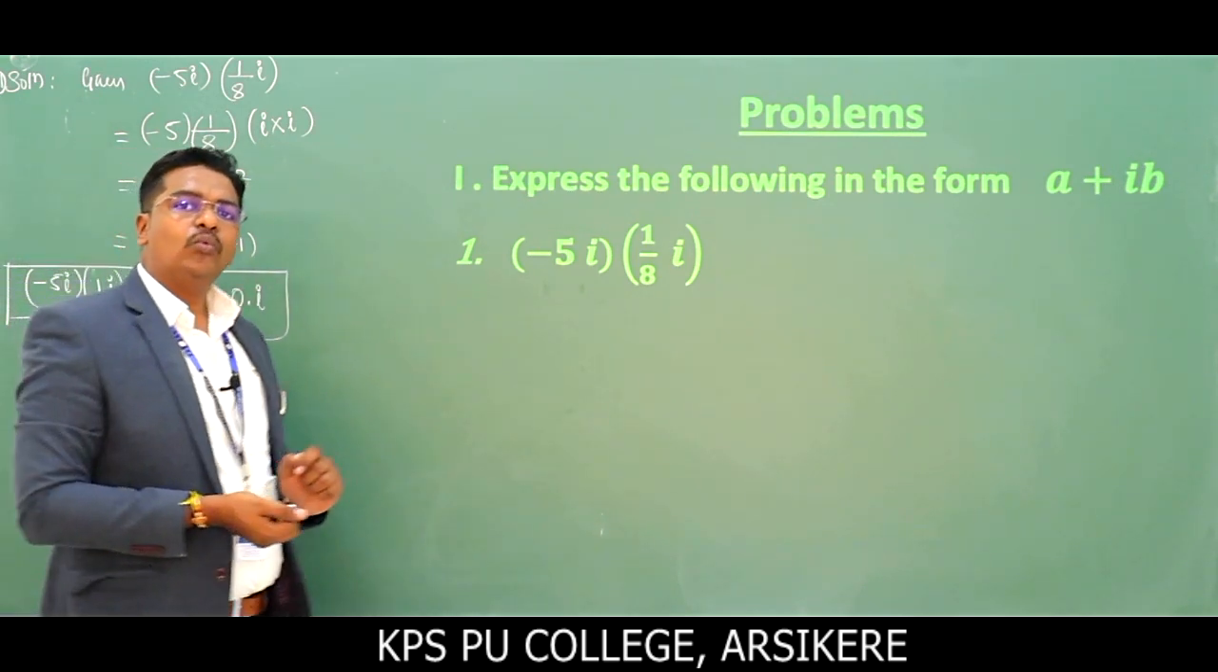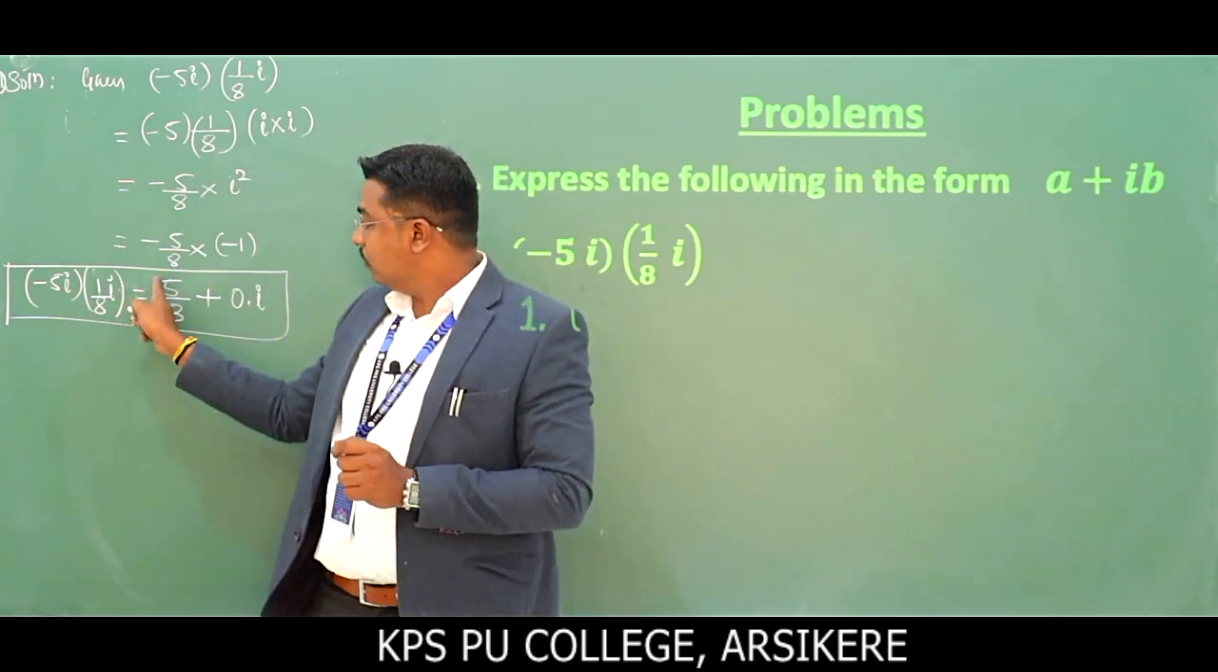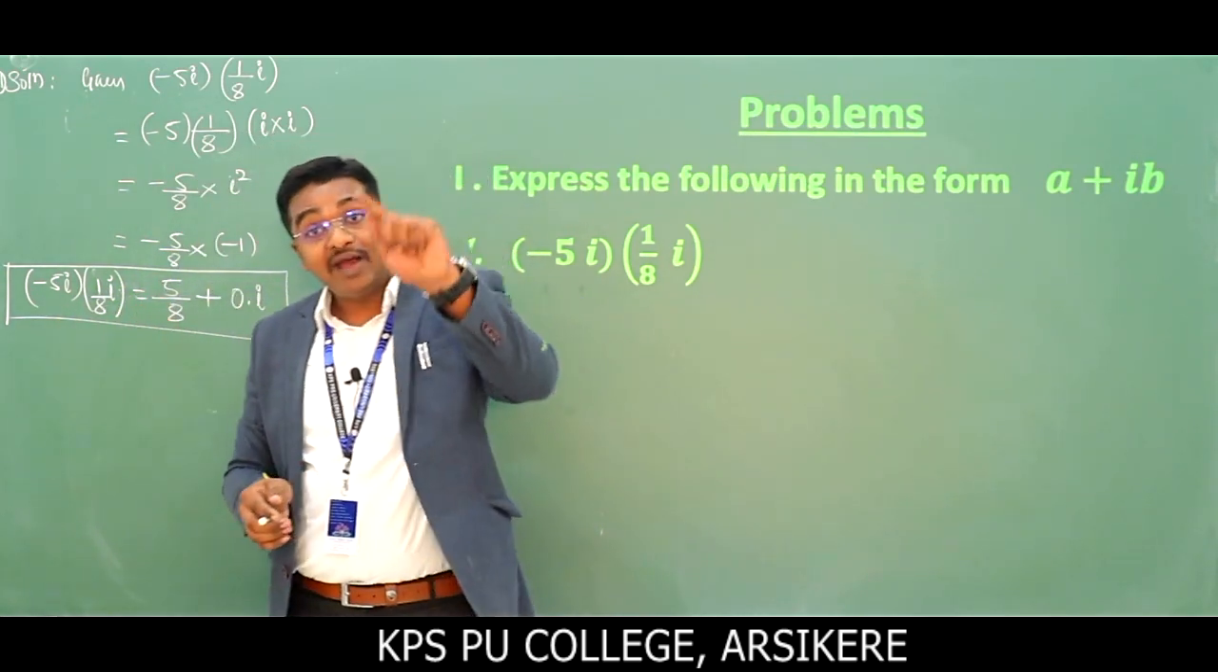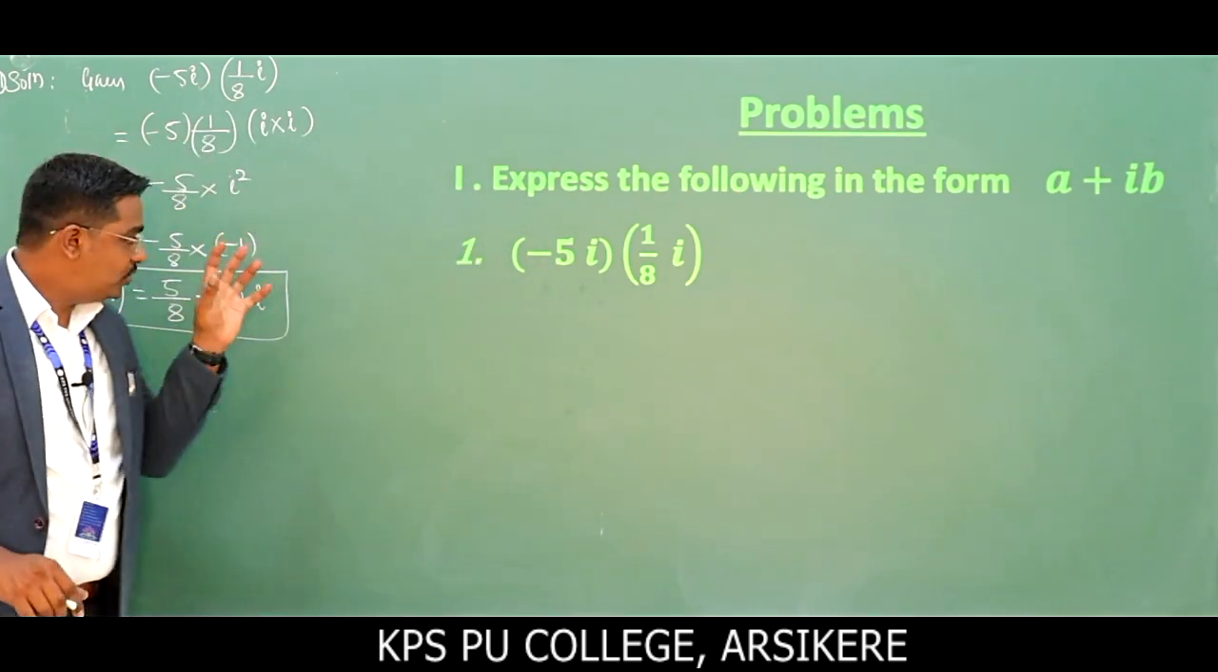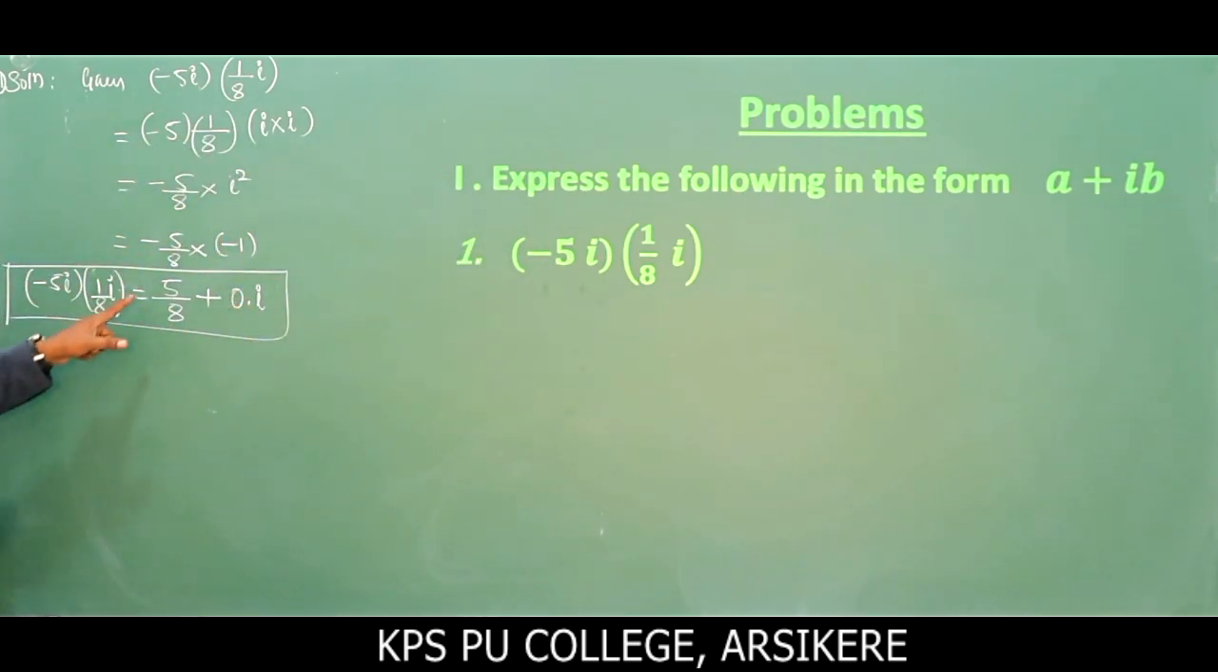Now tell me, what is the real part here? 5 divided by 8. What about the imaginary part? It is 0. That is, it is purely real. Here the real part is 5/8 and the imaginary part is 0. Take a pause and note down all the things written here.